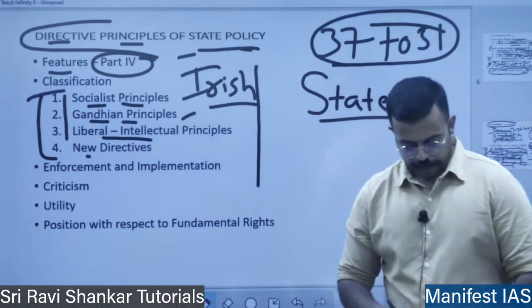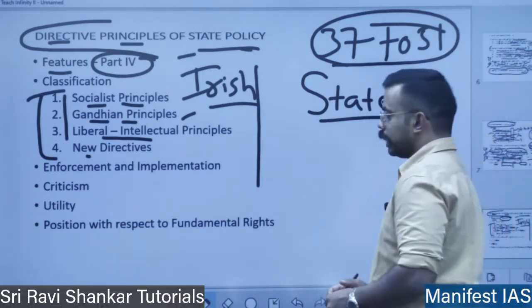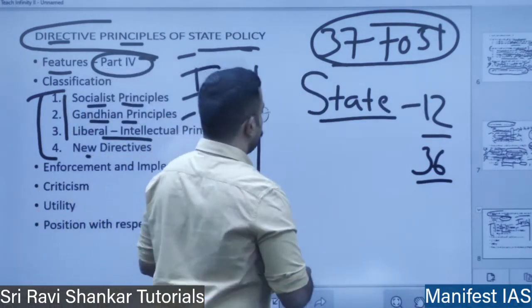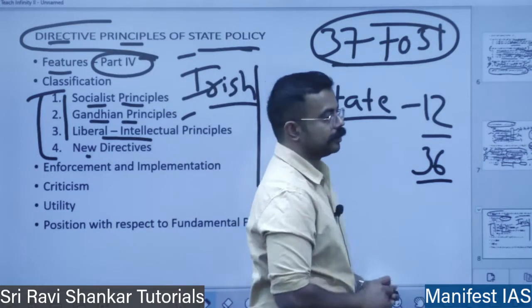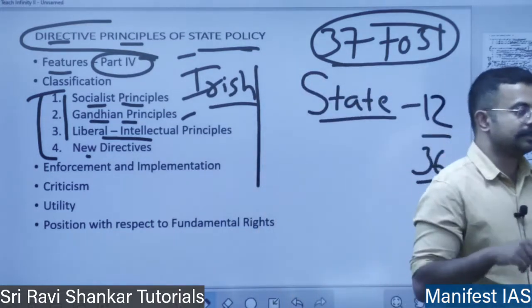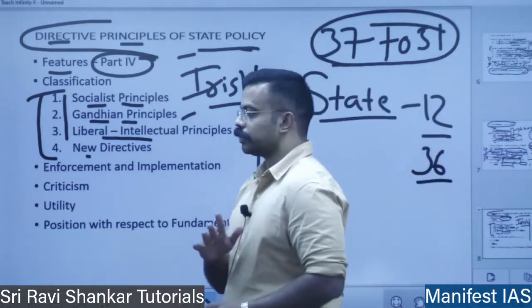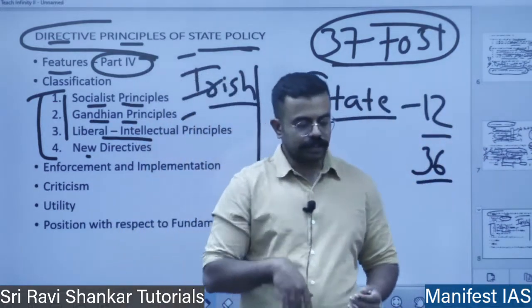Next comes your Article 47, where intoxicants have to be prohibited. So the Supreme Court a few years back banned alcohol on the highways. So it stems out of this article. Gujarat has prohibition, total prohibition. It comes out of Article 47.